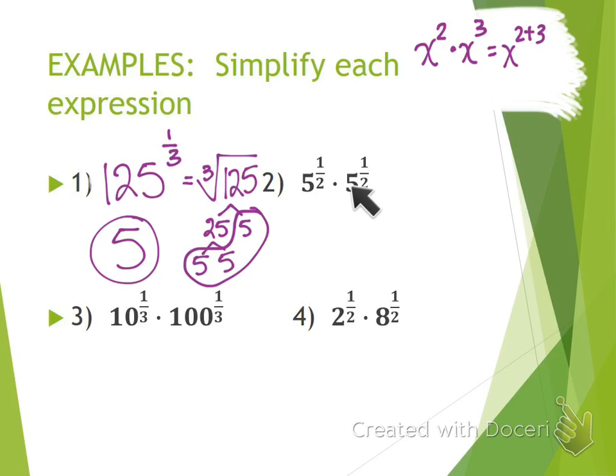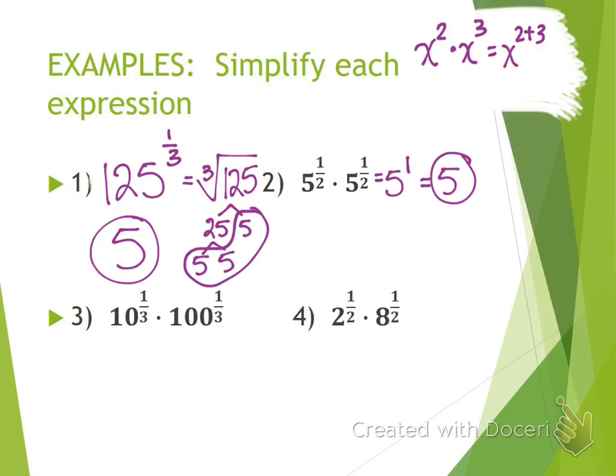So we could do the same thing here. The base is the same. It's 5 and 5. So we could add the exponents. Hold on. How in the world do we add fractions? I heard somebody say 2 over 4, and that is most certainly not how we add fractions. It would be 1. 1/2 plus 1/2 is equal to 1. 5 to the first power is just 5.